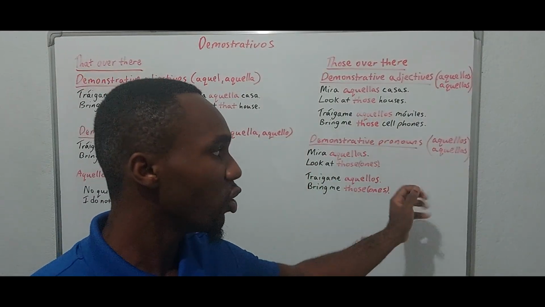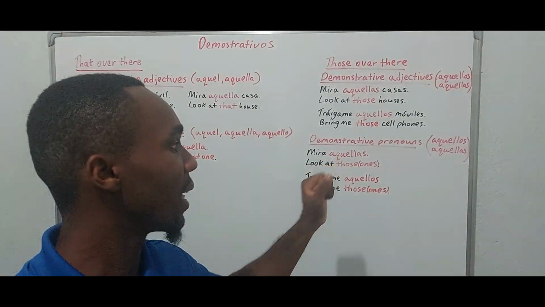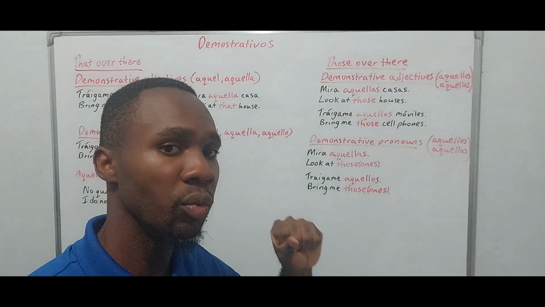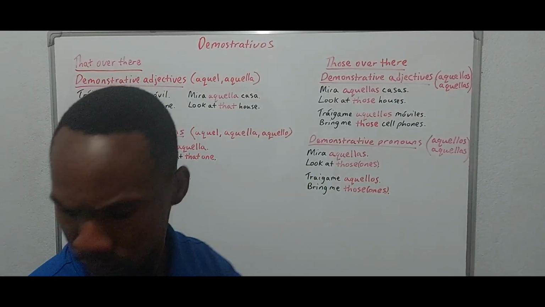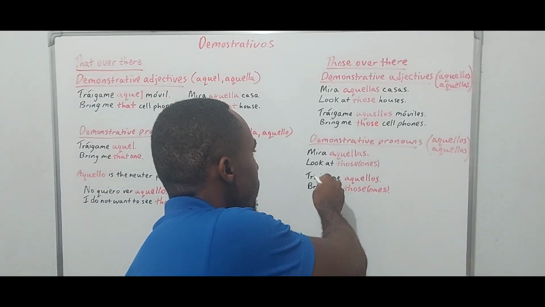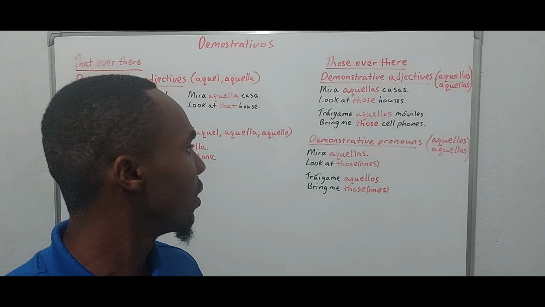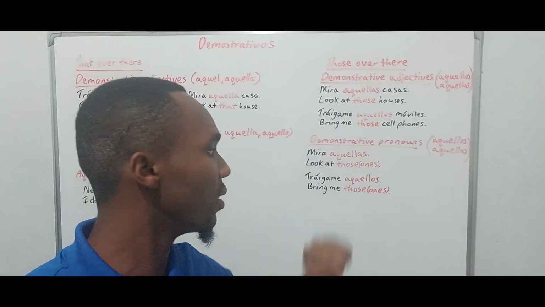So let's look at the demonstrative pronouns on the plural side. So we have aquellos and aquellas. Mira aquellas. Look at those ones. Those ones being houses, casas. And tráigame aquellos. What is aquellos in this context? Móviles.